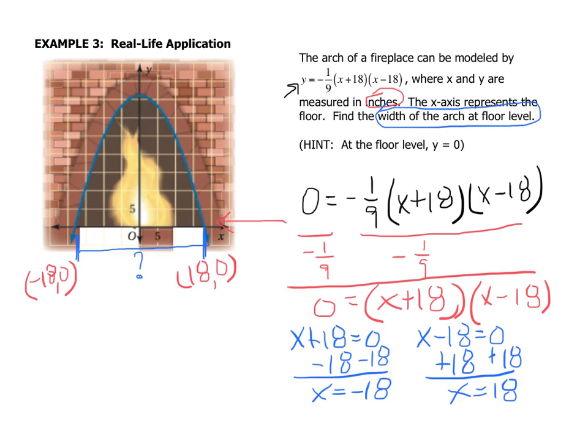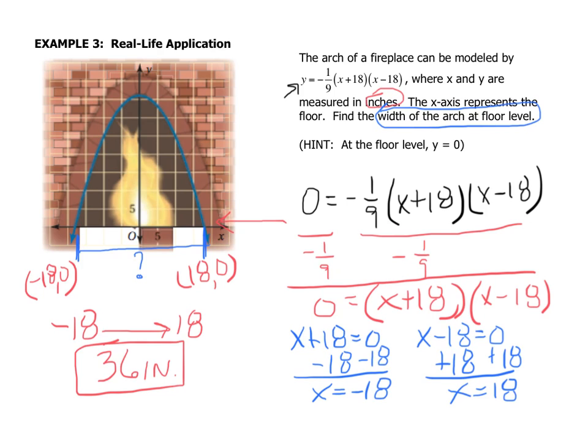But that doesn't really answer the question, does it? What the question is asking for is what is the width? Basically, what is the distance between those 2 points at floor level? So if I think about the width, I'm going to go from negative 18 all the way over to positive 18. So that is a width of 36, and inches would be the distance between them.